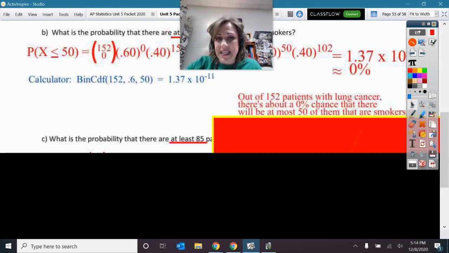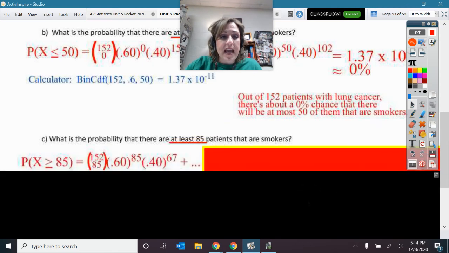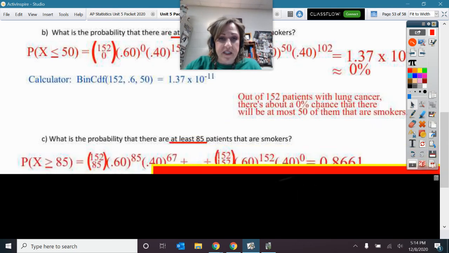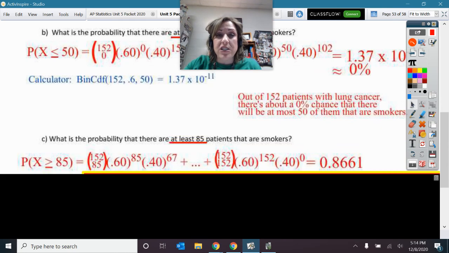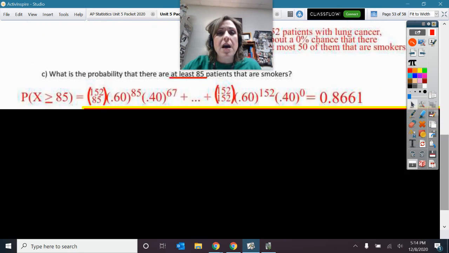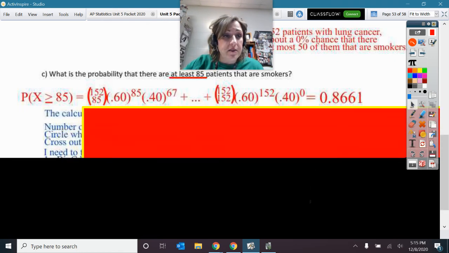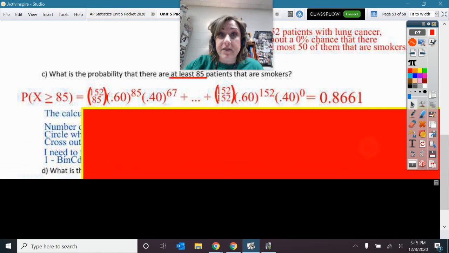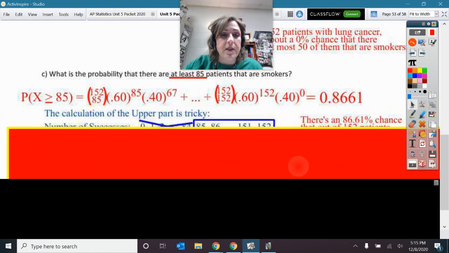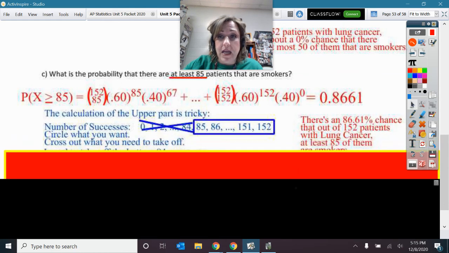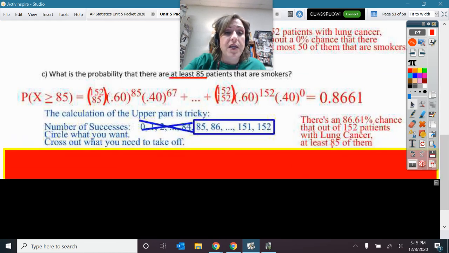Oh, at least 85. So that's going to be 85 up to 152. So here is what your sequence looks like. But our calculator cannot compute the upper part. So we've got to do a little magic. So on these ones, I have to think. Okay, I write it out. I show what I want. Okay, so I go 0 up to 84, 85, 86, and then I go on up. Okay, so at least 85.